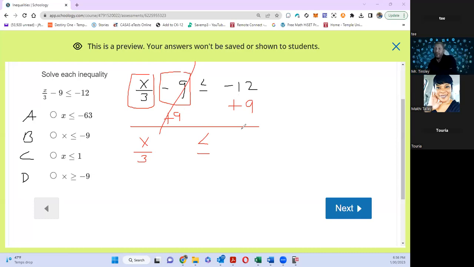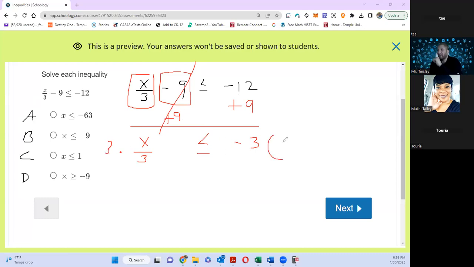You're right, the larger number, 12, has a negative, so negative 3. Is x by itself? No, we're going to multiply by 3. What's happening with that x? It's being divided by 3. What's the opposite of division? Multiplication. So we want to multiply by 3.